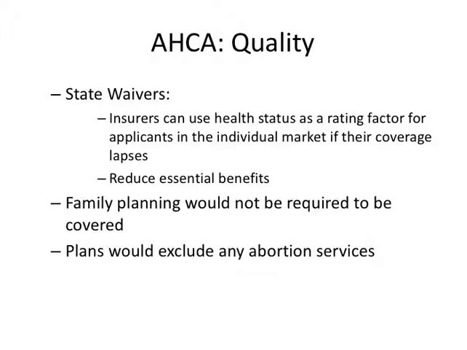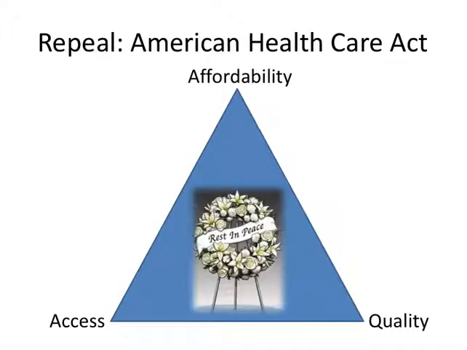It is estimated that about 30 million adults had a gap in coverage in 2016 and thus could be affected by the health status waiver. And it is estimated that about 27% of people on the individual market have pre-existing conditions that would affect the price and their ability to obtain coverage under this waiver. There are also a few changes to family planning, as this is no longer mandatory to cover, and also plans would exclude any abortion services. We're next going to talk about access.